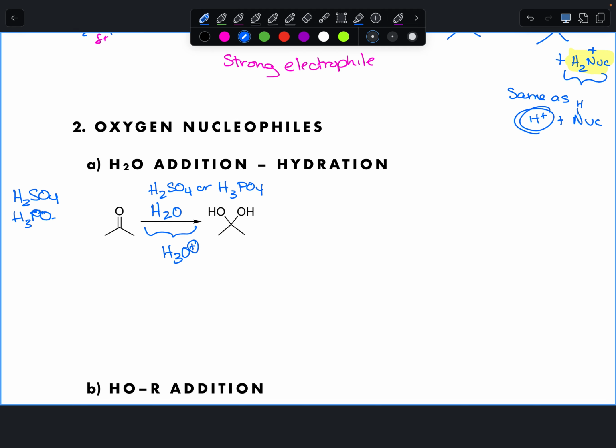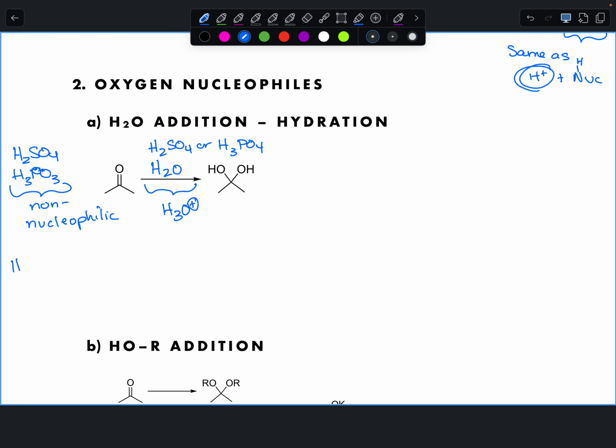So what's the difference between these two? What type of conditions is the first one under? Acidic, right? So this is acidic. That means the OH can be made into a leaving group. So if you can make the OH into a leaving group, then you can add two of the alcohols, right?